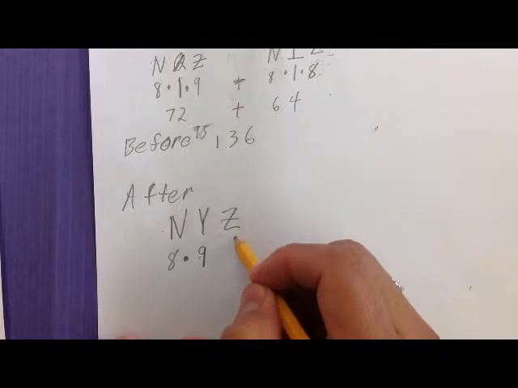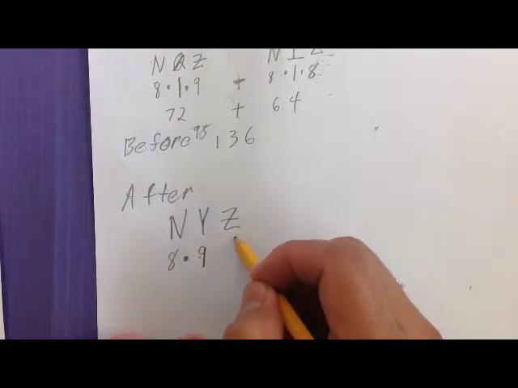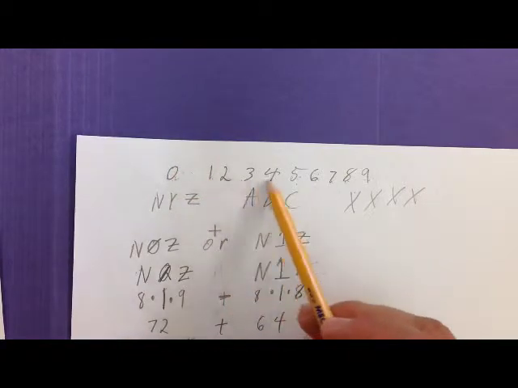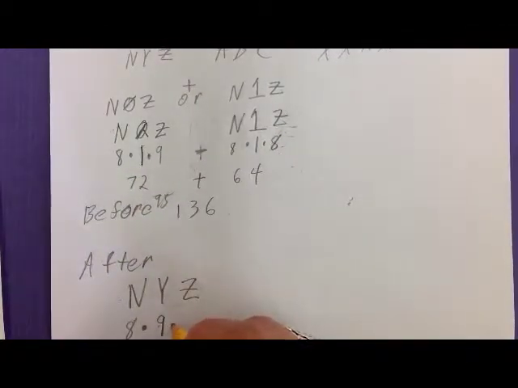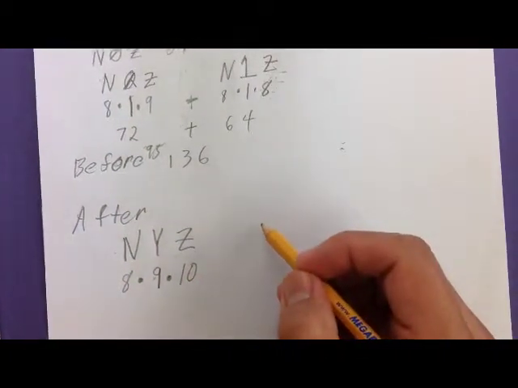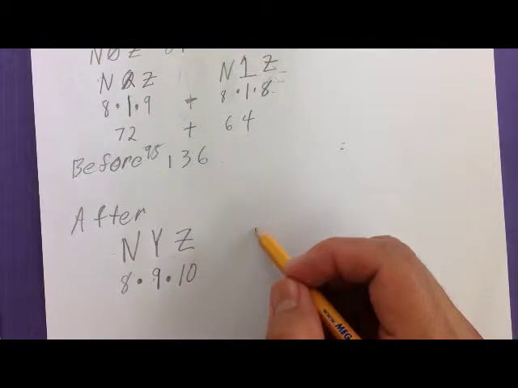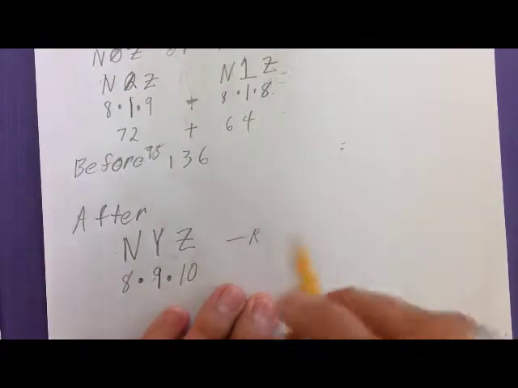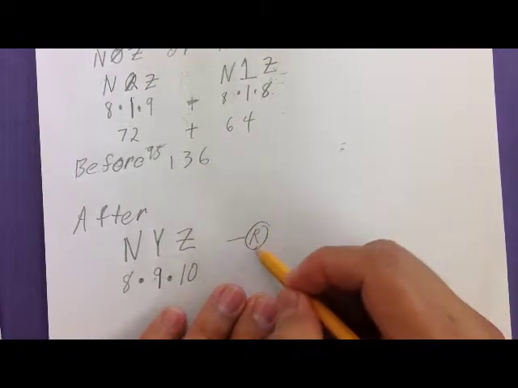And then finally for Z, the restriction is 0 through 9. So we have all 10. So 1, 2, 3, 4, 5, 6, 7, 8, 9, 10. 10 times 10. Alright, so we're going to go ahead and do that. But then remember, we have restrictions. So these are the stuff that we're going to throw out.